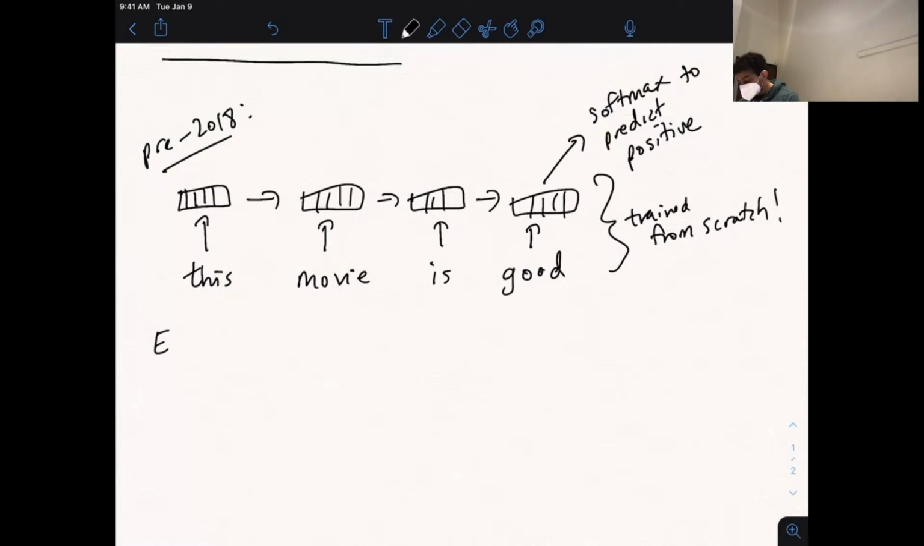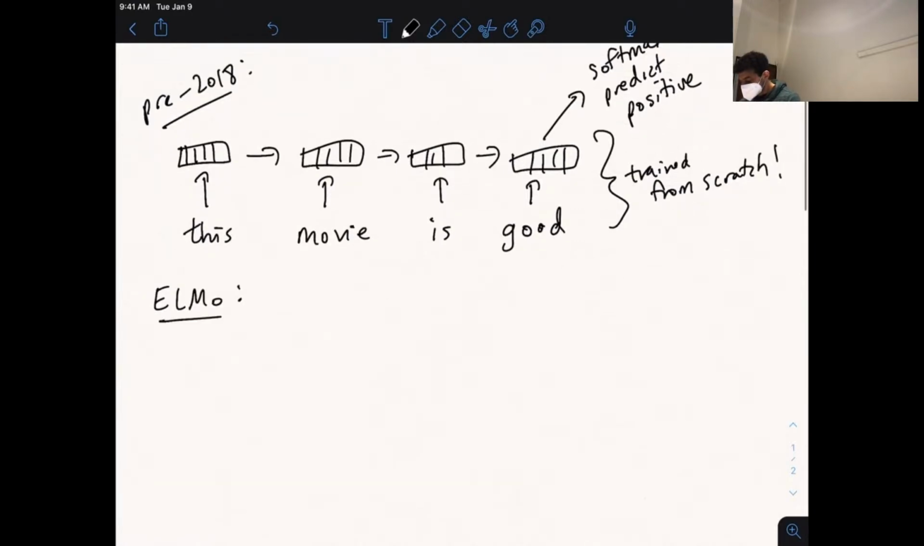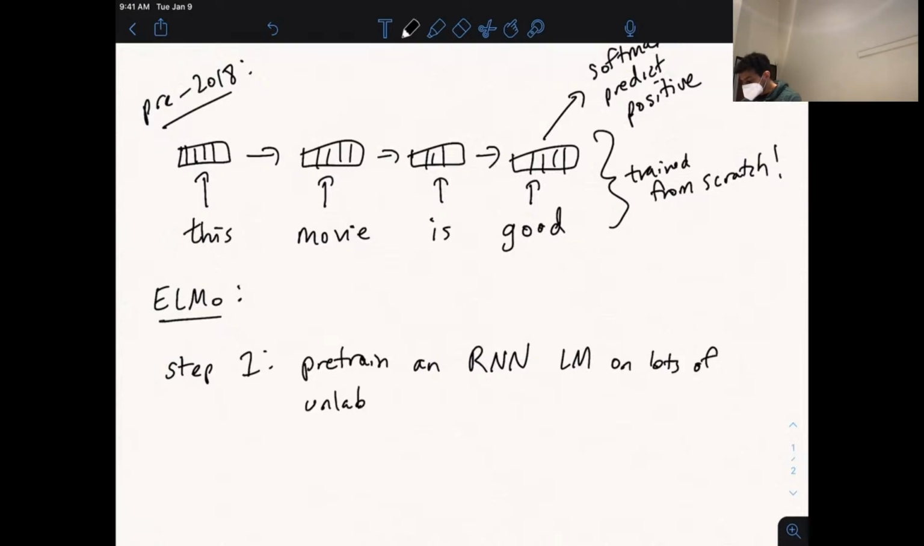So in ELMo, we basically proceeded in 2 steps. So step 1 was pre-train an RNN language model on lots of unlabeled data.